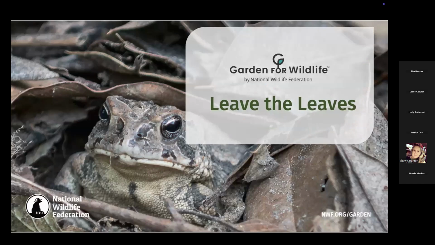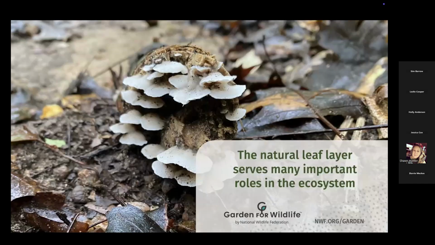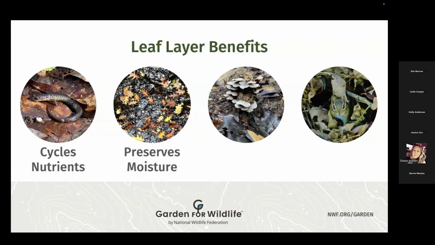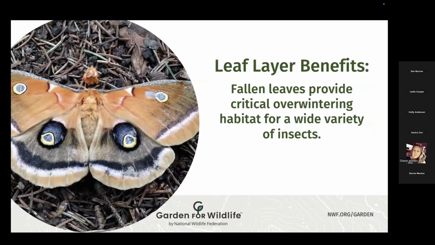I want to briefly run through two ways to improve cover by being a lazy gardener, some might say. So first is to leave the leaves. A natural leaf layer is super important for the ecosystem. It's a cycling of nutrients. It's natural mulch that preserves the moisture of the soil. It fertilizes and enriches the soil as it breaks down naturally, and it provides that cover that we're talking about. A lot of wildlife need that cover to hide in and among leaves, and if we take those away, we tend to reduce those opportunities.